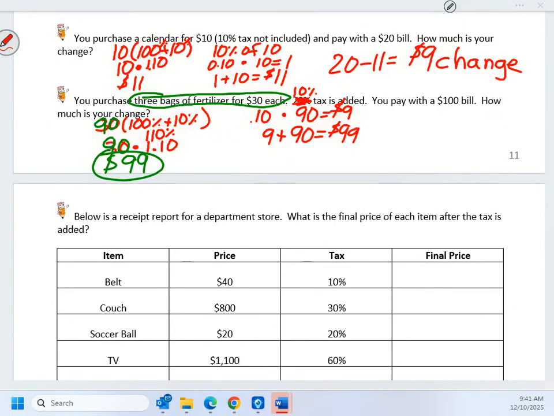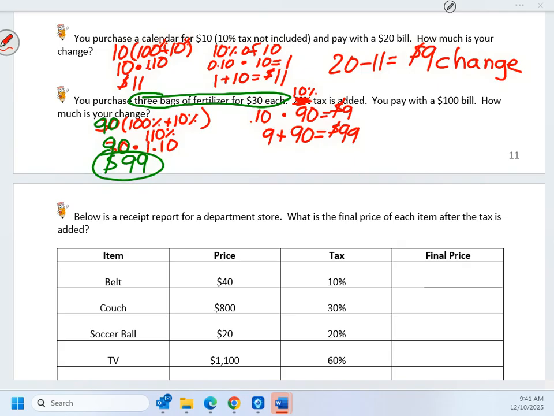This is why I had to change that tax. If we were charged 20% tax on $90, we can't pay with a $100 bill. That's why I said change it from 20% to 10%. What is my final step? How much change are you going to have, Jude?